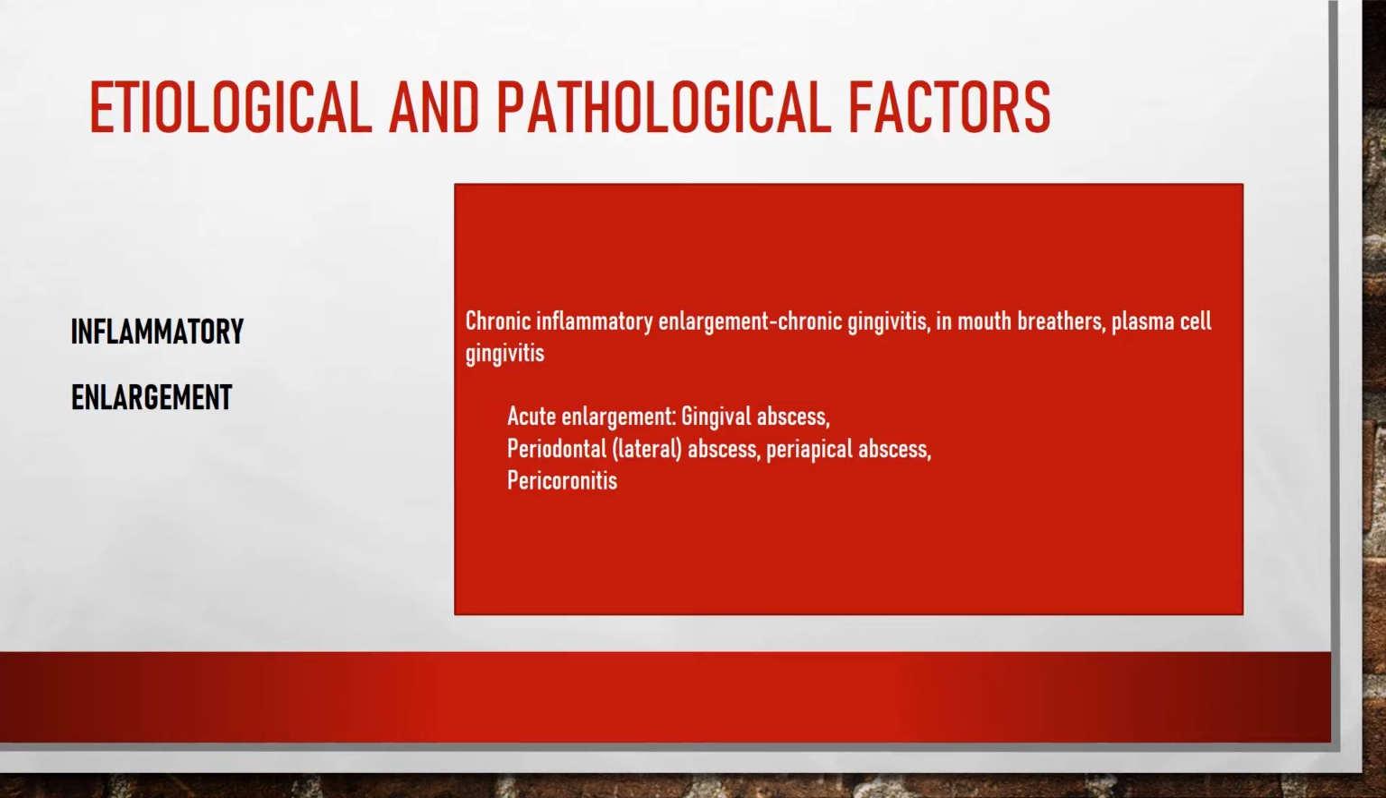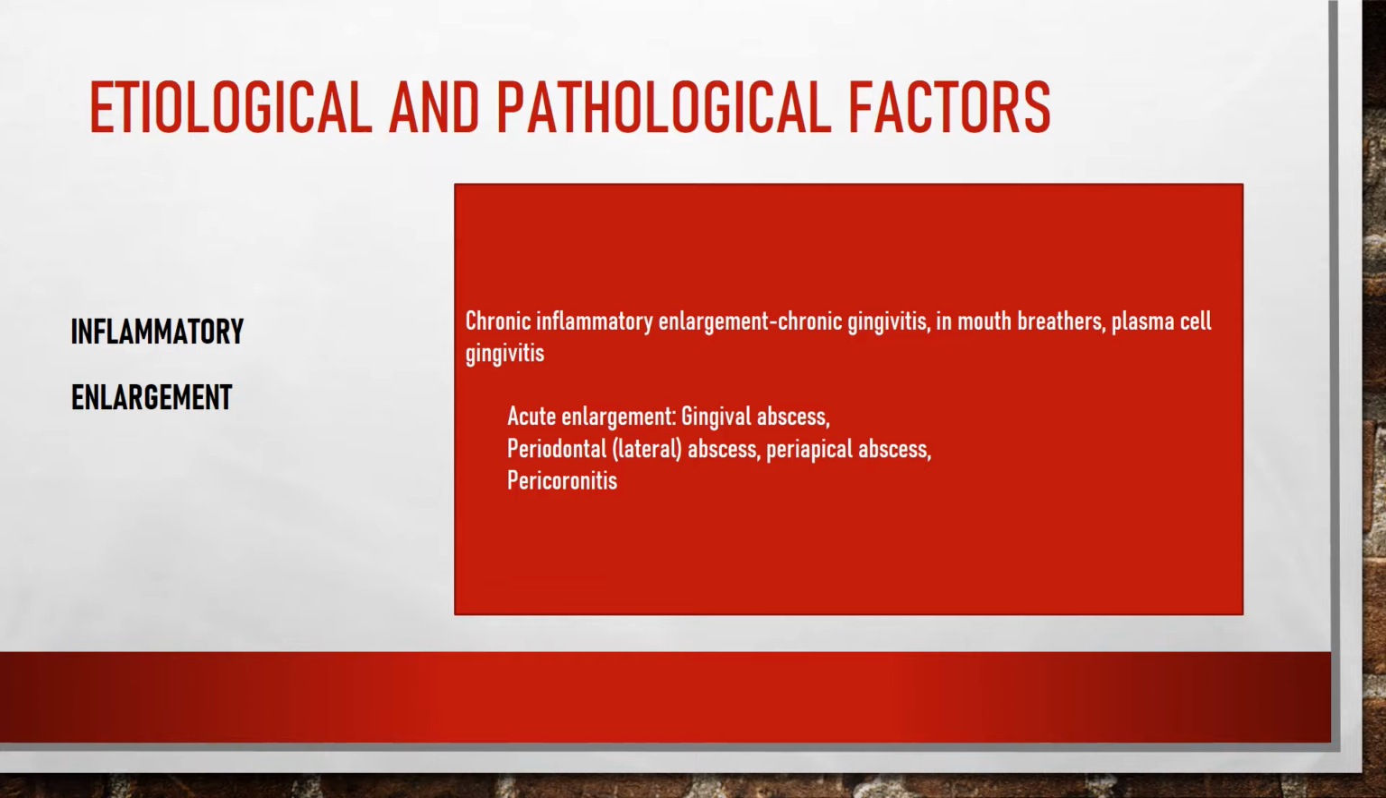Next is a broader classification of gingival enlargement based on etiological and pathologic changes. That can be inflammatory enlargement, drug-induced, or enlargements associated with systemic diseases or conditions, and neoplastic enlargement, which can be either benign or malignant, and then comes the false enlargement. We will be discussing one by one.